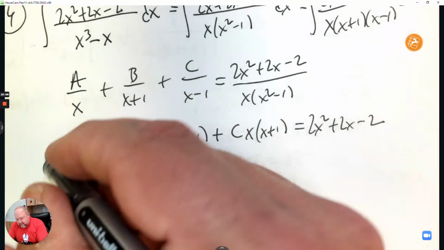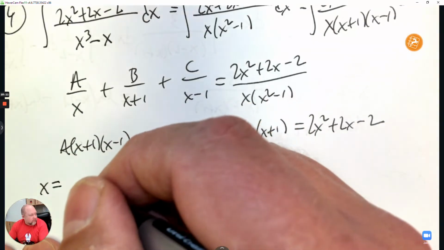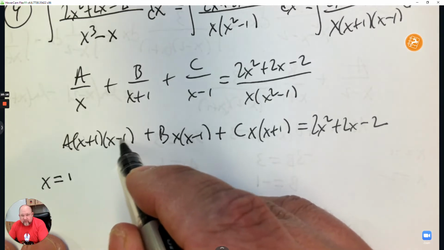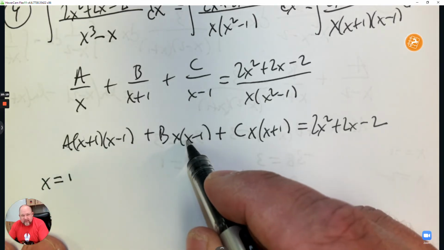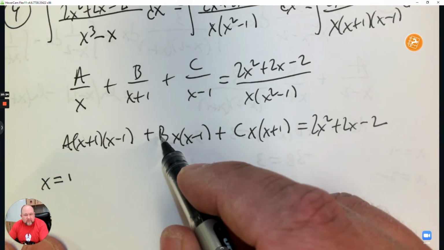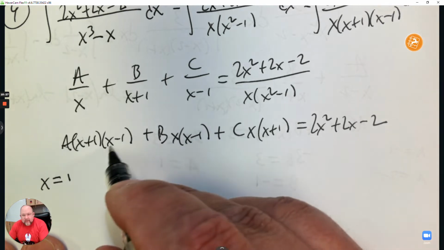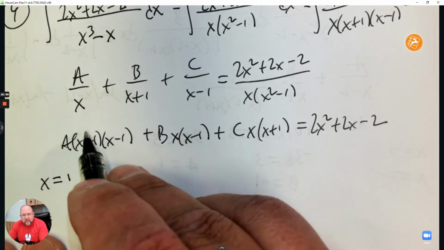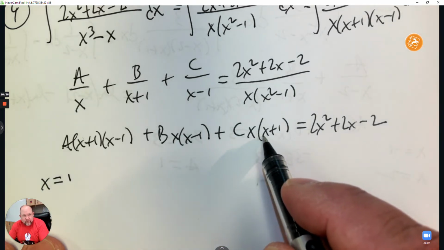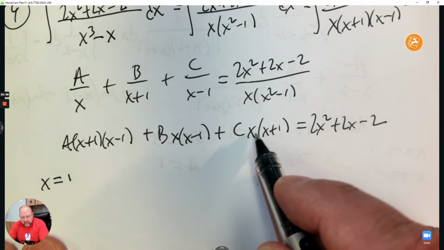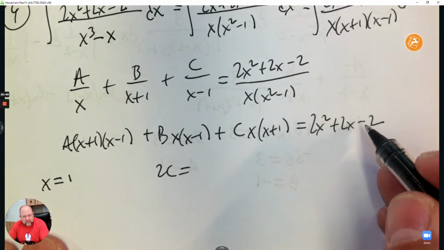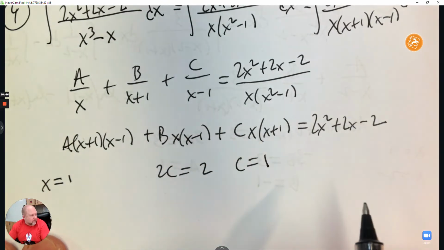So first of all, we're going to use the zeros. So if we start with x equaling positive 1, 1 take away 1 is 0, so all of this is 0. 1 take away 1 is 0, so all of this is 0. Did I do this one? Yeah. So what that leaves me with when I plug in 1 here is 1 plus 2. That's 2 times 1, so that's 2c. And then if I plug 1 in here, that's 4, take away 2. So c is equal to 1. That's what I got so far.